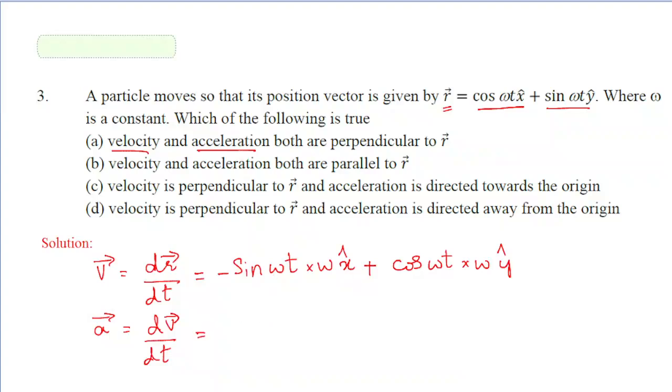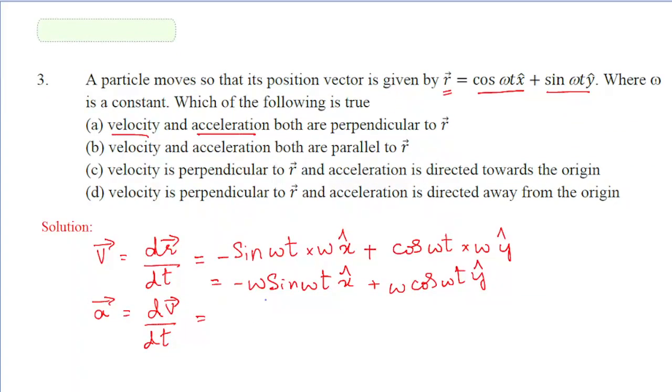Okay. You are differentiating this again, right? So let me simplify this and write it something like this. Differentiating this again, we get minus omega square cos omega t x cap. Okay. So differentiation of cos is minus sin, and there is one omega here, omega square sin omega t y cap. Okay. Now let's look at the options.